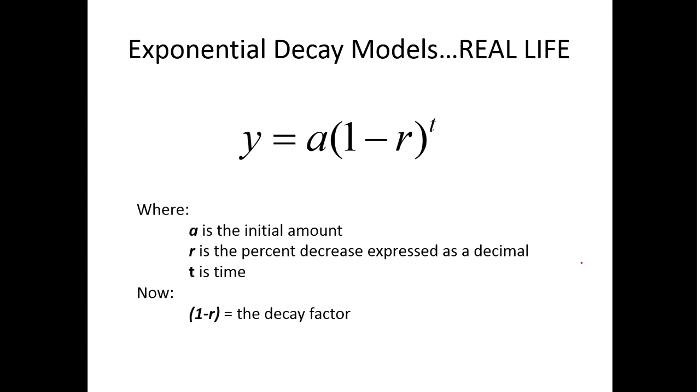Now, what about going the other way? Decay. So decay model, same thing. It looks exactly the same like growth, but you're actually subtracting. So growth and decay look exactly alike. So it's going to be A is your initial amount, R is the percent decrease. Please, guys, please, expressed as a decimal. T is for time, so 1 minus R is going to be what's known as your decay factor.